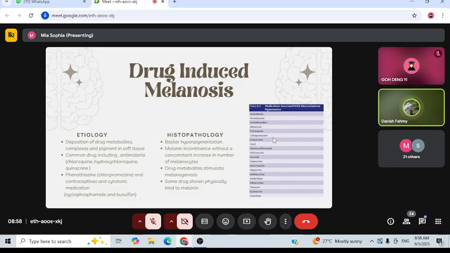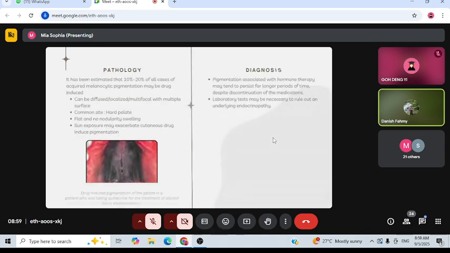For the histopathology, basilar hyperpigmentation can be seen, with melanin incontinence without a concomitant increase in the number of melanocytes. Drug metabolites stimulate melanogenesis, and some drugs physically bind to melanin. Here are examples of the drugs that I took from Burkitt's book. This is a picture of drug-induced melanosis.